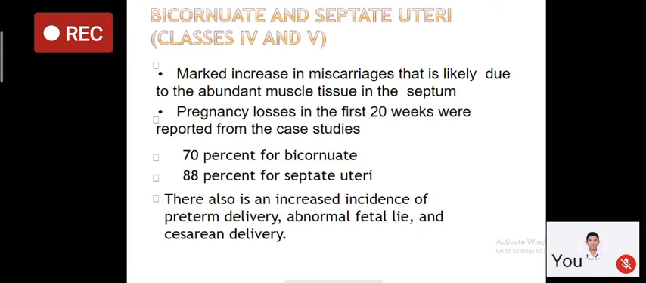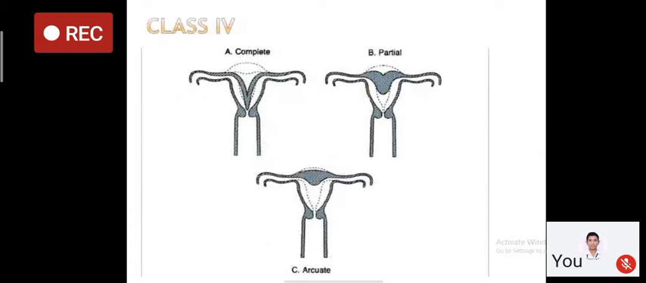Obviously, this is likely due to the abundant muscle tissue in the septum. Pregnancy loss in the first 20 weeks was reported from the case studies, 70% from bicornuate, 80% from the septate uterus. There also is increased incidence of preterm delivery, abnormal fetal presentation, and cesarean deliveries.